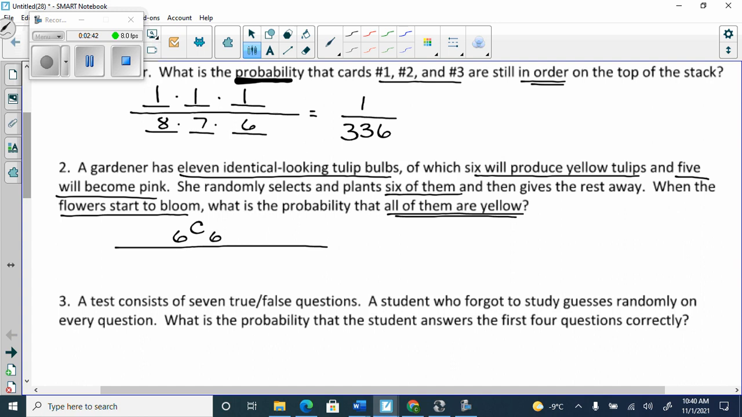On the bottom, what could we do? How many are there? Remember, bottom's total, no restrictions. What would we do? 11. How many are we choosing? 6. So bottom's total, no restrictions. So it'd be 1 over 462.